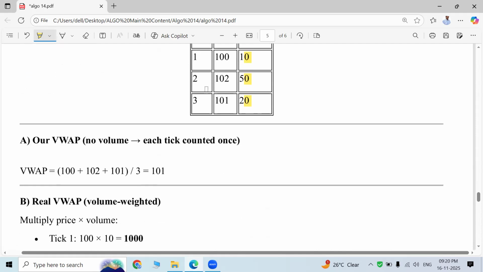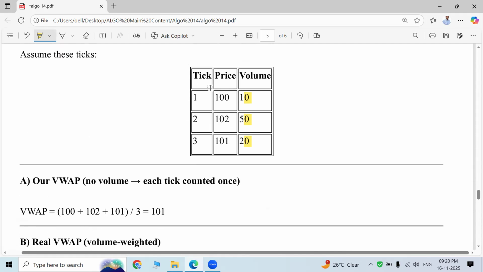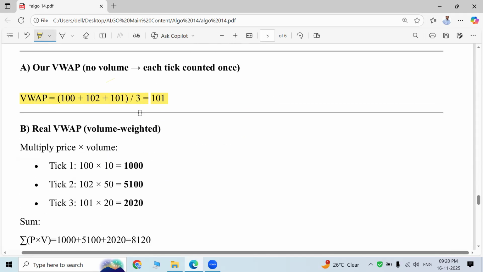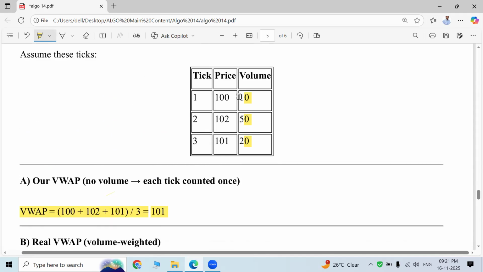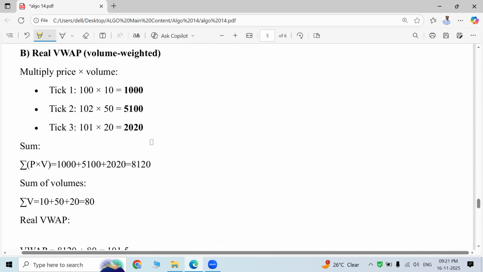So for the VWAP calculation, first we will find the average of the price. So 100 plus 102 plus 101 divided by 3 is basically 101, the average of this price. Next, we will multiply each price with the volume. Like here we have 100, volume is 10. So this is the first tick value. This is the second tick value.